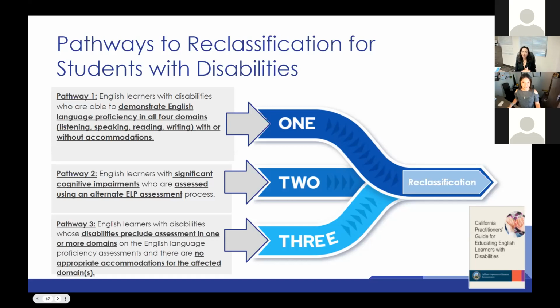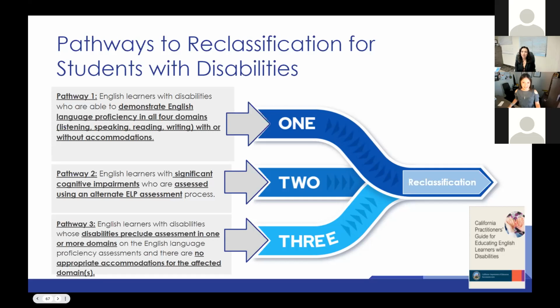And then pathway 3 for English learners with disabilities, who in one or more domains, even with domain exemptions, continue to struggle, where students may have difficulties as a result of their disability, where they are not eligible as a student with a significant cognitive impairment to take an alternate assessment, and where the assessment, given all of its accessibility tools, they are not able to access accordingly.